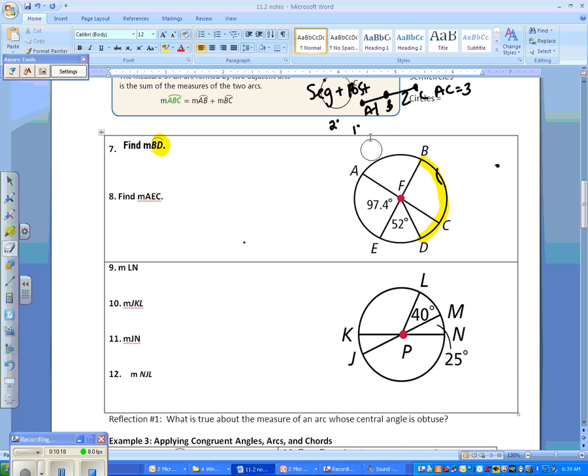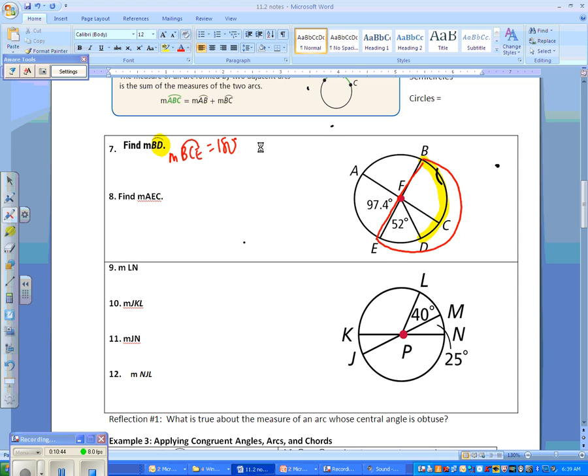So what we're going to do is look at all this information. Notice that they tell you clearly that F is the center of the circle. So what that means is this BE is a diameter. So what that means about this part is this whole thing is half of a circle and equals 180 degrees. So I'm going to write that major arc BCE equals 180 degrees. That's half of a circle.